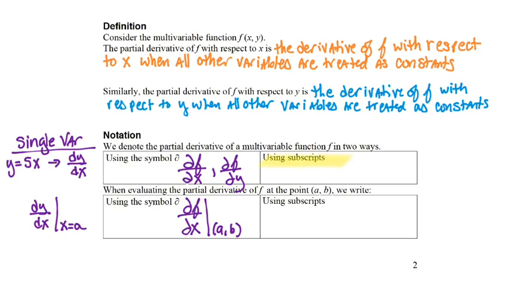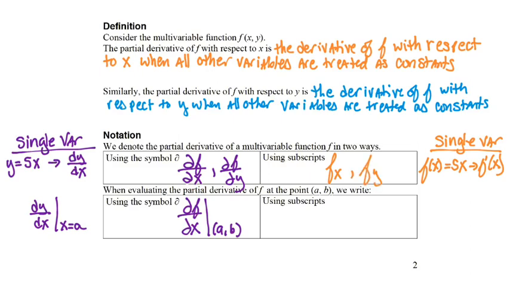Okay, so now in terms of subscripts, again, let's look at a single variable example. If we had an f function, let's just say 5x, when we take the derivative, we write f prime as a different notation. This is Newton's notation. The way that we show we're taking a derivative of a multivariable function, but just with respect to one variable, is we use a subscript to indicate the variable. So f sub x is how we would pronounce it. Or if y was the input, f sub y.